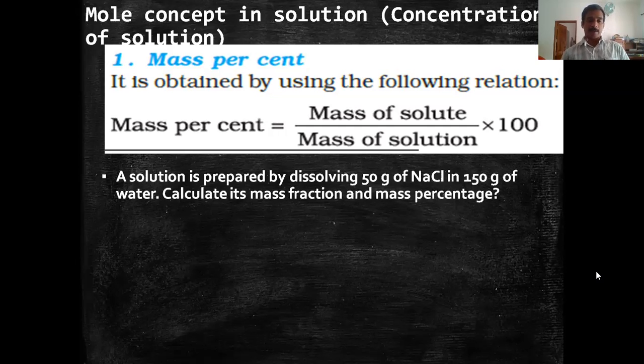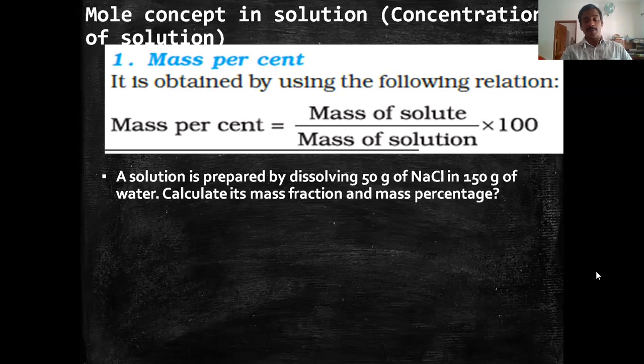Here is the question. A solution is prepared by dissolving 50 gram of NaCl in 150 gram of water. Calculate its mass fraction and mass percentage. Here you can see a new term, mass fraction. What is mass fraction? It is equal to mass of solute divided by mass of solution. That means mass of solute divided by mass of solute plus mass of solvent. So mass fraction into 100 is mass percentage.